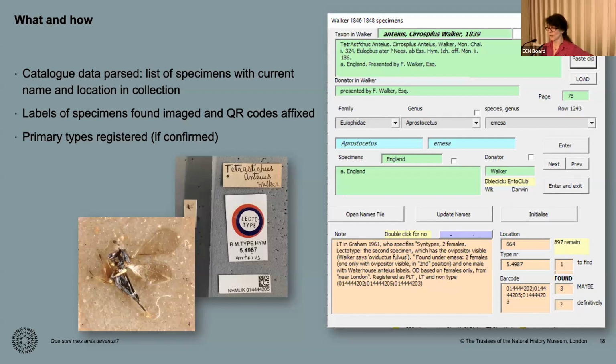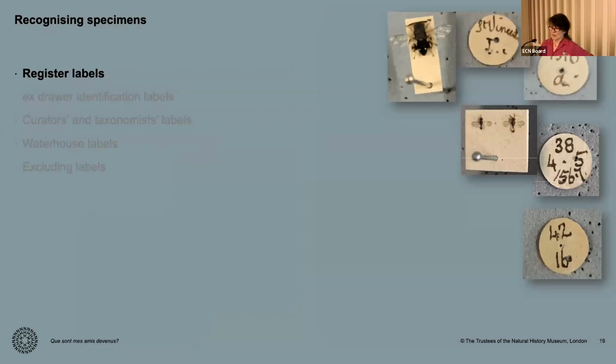What slowed me down quite a bit is that I found quite a lot of potential type material, so I had to verify it. So I knew where to look for the specimen, but how would I recognize them? Because of course, Walker did not put labels saying catalog, page 1, etc.